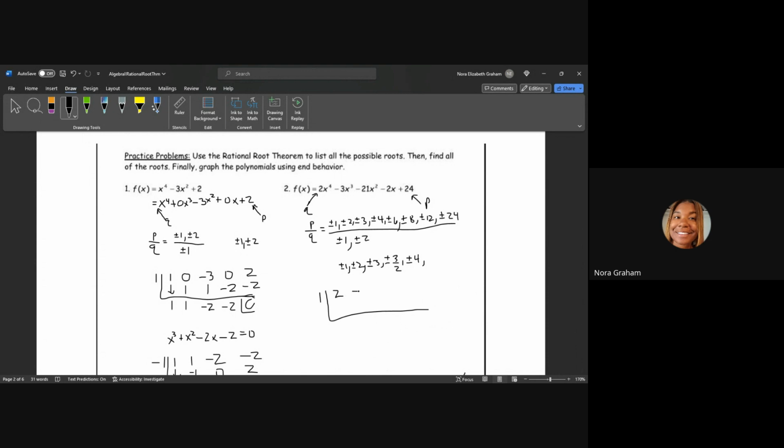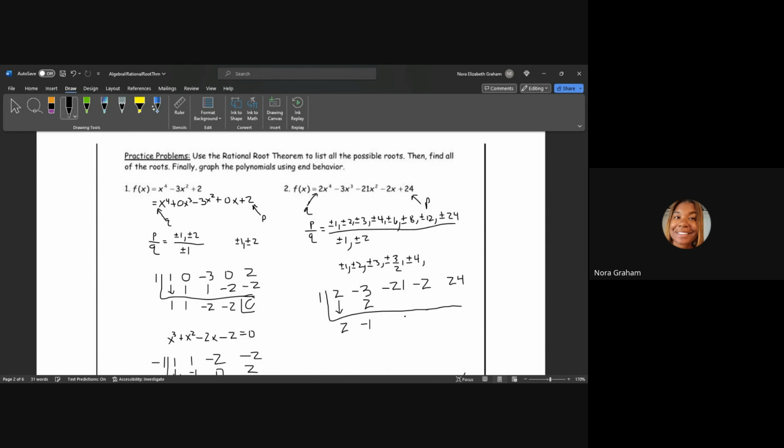So 2, negative 3, negative 21, negative 2, and then 24. Okay. And so the first thing I'm going to do is drop my first one down. And I have 2. 2 times 1 is 2. And then I add these numbers. I get negative 1.